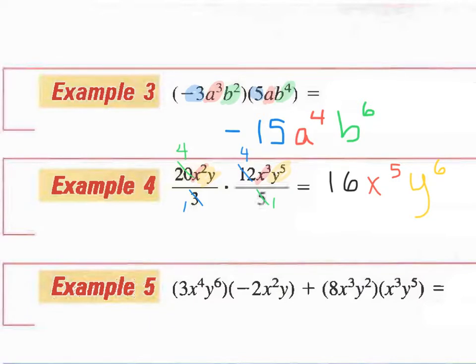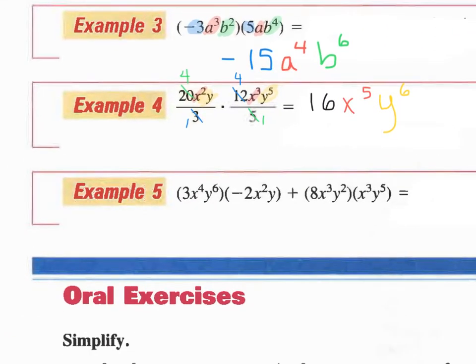Now, example 5 is actually going to combine both lessons. We're going to multiply first, and then we're going to add. So we always follow order of operations. So I will multiply this one first, and then I'll multiply this one. Once I get my answers from both of those, then I will add them if they are like terms. If they do not have exactly the same exponents, I can't combine them.